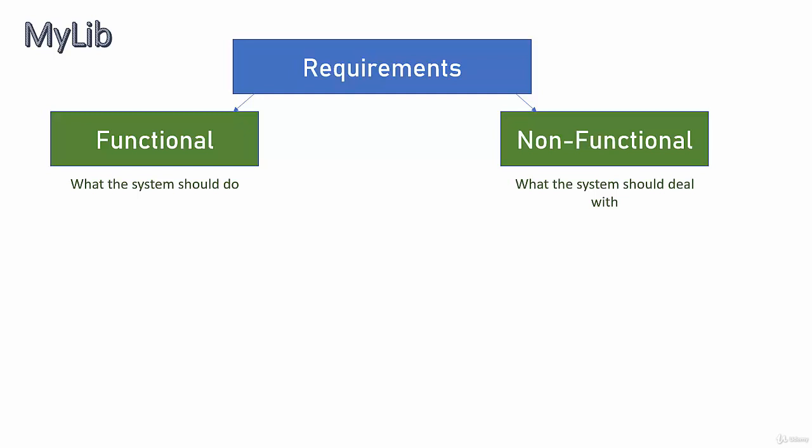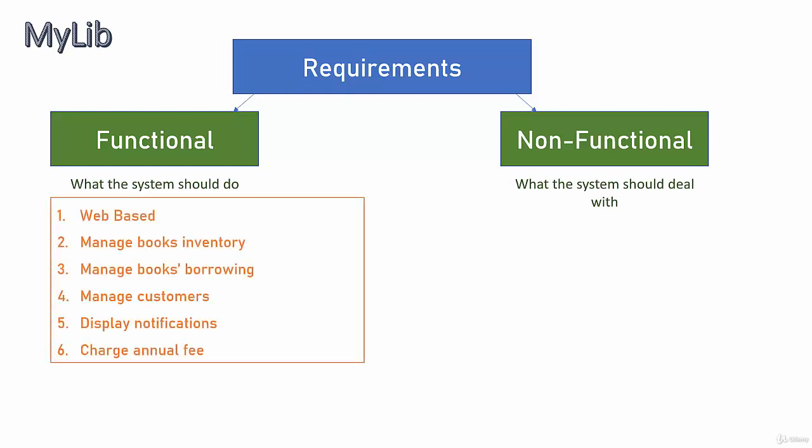And first, the functional requirements. So the functional requirements are quite clear here. We are talking about a web-based system which manages books, inventory, and borrowing, and also manages the customers. In addition, the system should display notifications and also charge annual fee. All this is quite clear.